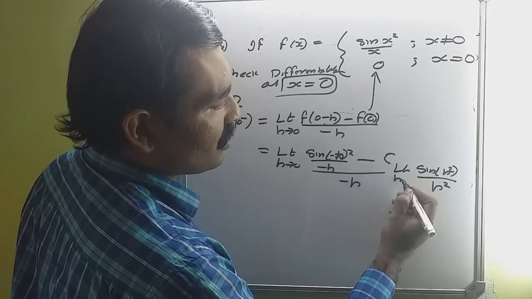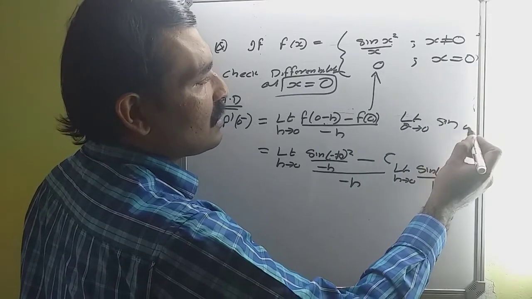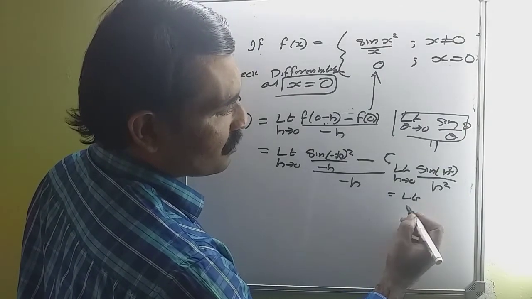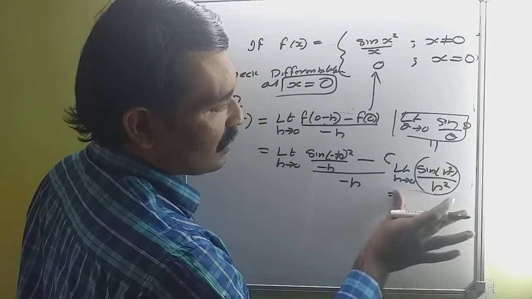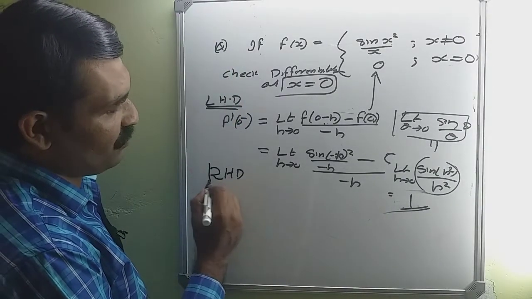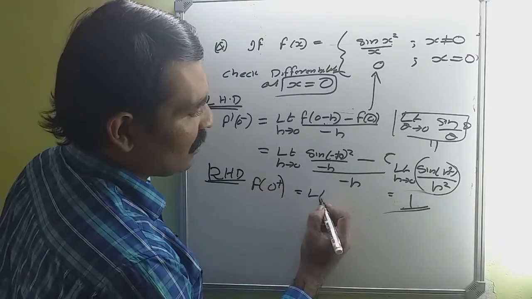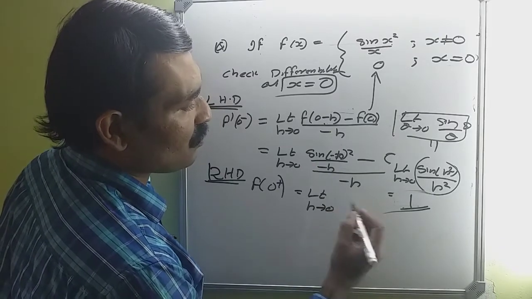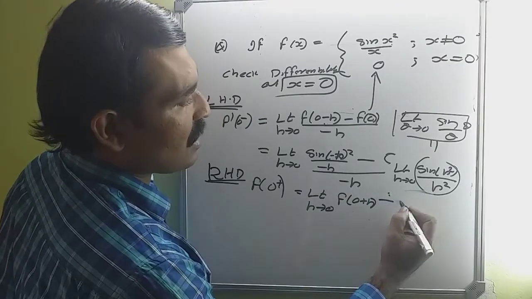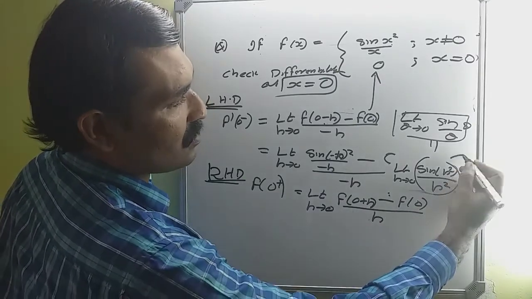Limit h tends to 0. This is from the limit theta tends to 0, sine theta by theta is equal to 1. So the value of this limit is equal to 1. Now right hand derivative, that is f dash 0 plus is equal to limit h tends to 0, f of 0 plus h minus f of 0 divided by h.